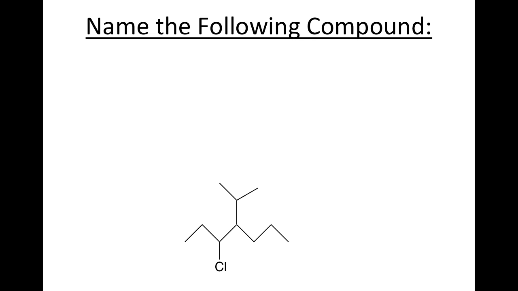Typical question, name the following compound. So what you want to do is, step 1, find your parent molecule. Well, if you count up your longest continuous chain, you'll see that it's 7 carbons long, therefore it is a heptane. You might also just want to double check that you can't draw it another way. But this becomes 6 carbons if you go this way.